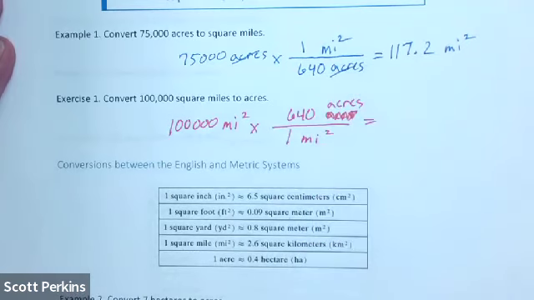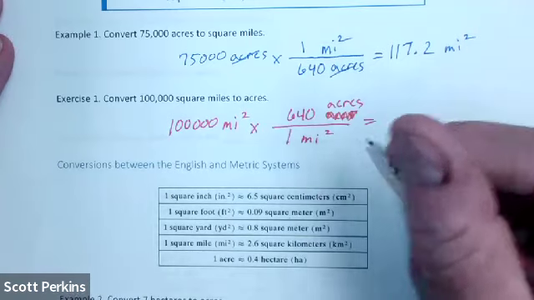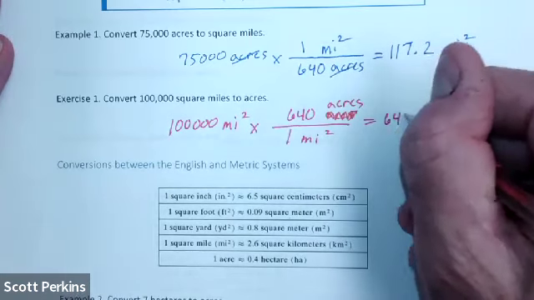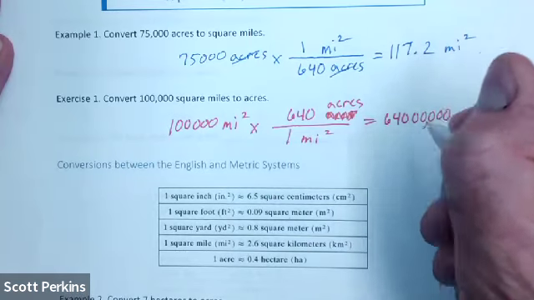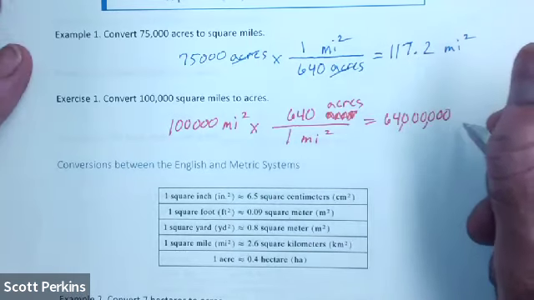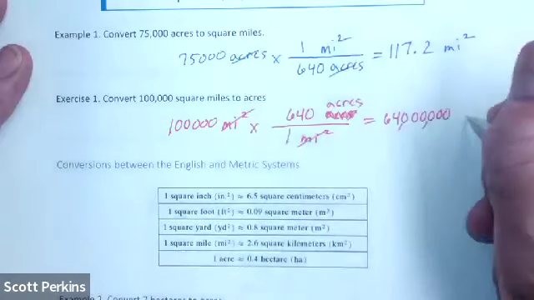And so when I do that, that's 640 times 100,000. So that's 640 and then 5 more zeros. And so that is going to be 64 million acres.